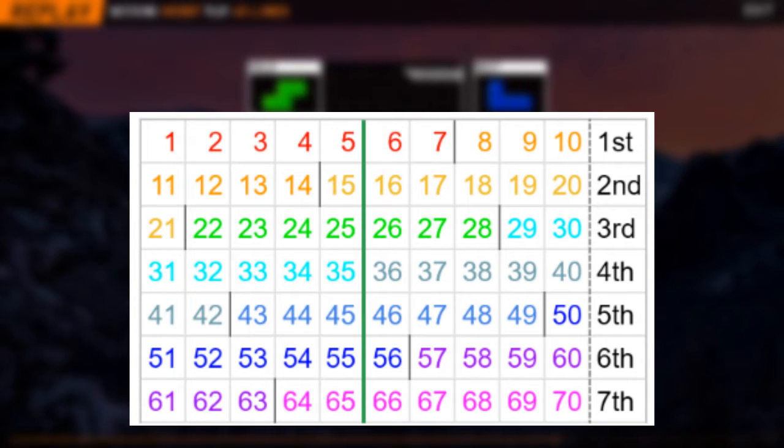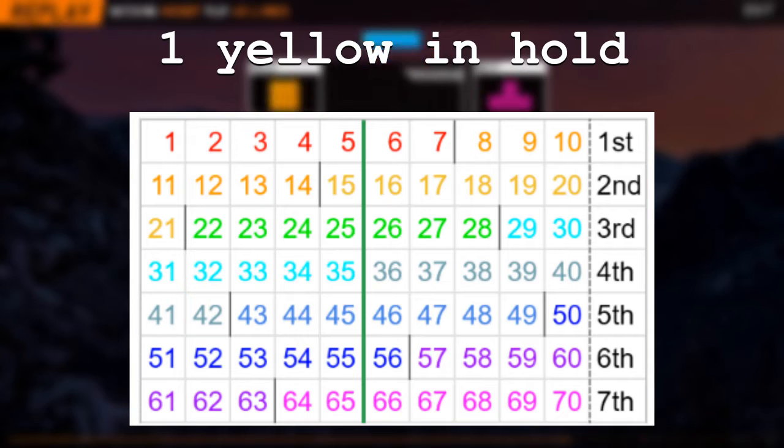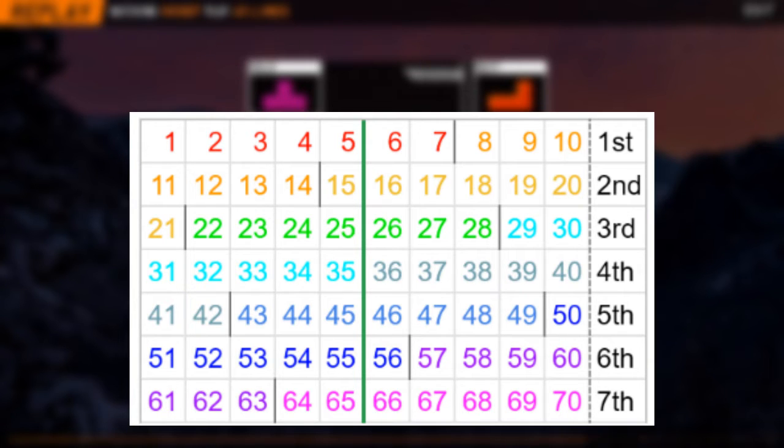For the third PC, you will be left with 1 extra piece in the third bag, and it will always be in your hold. So you have to use all the 7 pieces in the fourth bag and 2 pieces from the fifth bag to complete your perfect clear, which is 1 plus 7 plus 2. So for your fourth PC, it will be 5 plus 5, the 5th will be 2 plus 7 plus 1, and for your 6th, it will be 6 plus 4, and for the 7th, it will be 3 plus 7.